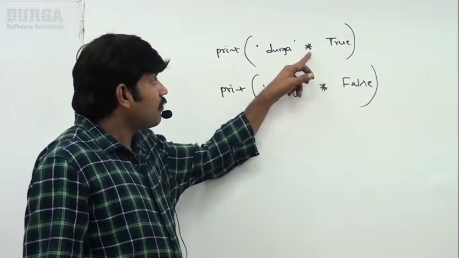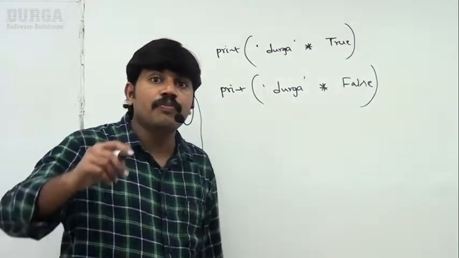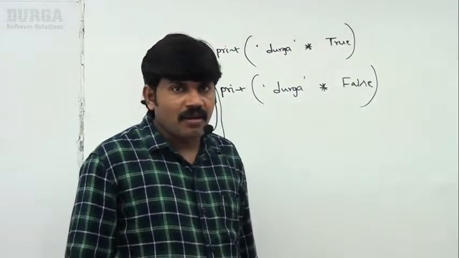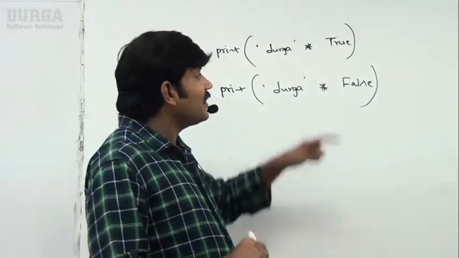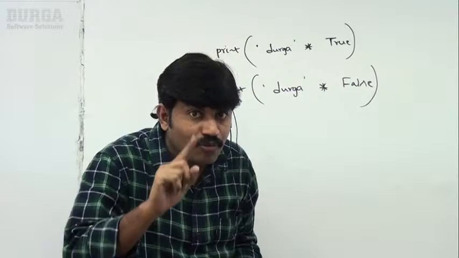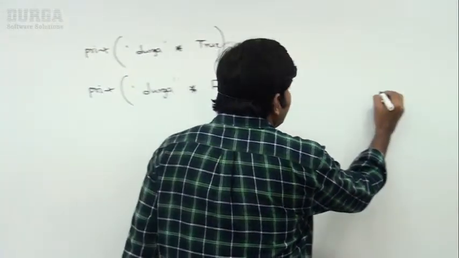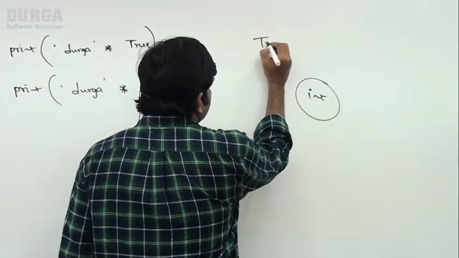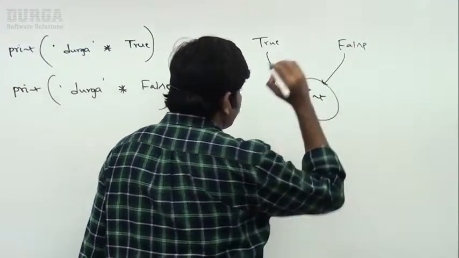Sir, if you are applying the star operator, one argument should be string type and the other should be int type. But you are taking Boolean type, so immediately we will get an error? No. The reason is that internally Boolean values are represented as numbers only. True means 1 and false means 0. In the place of int, we can happily use Boolean values. No problem at all.